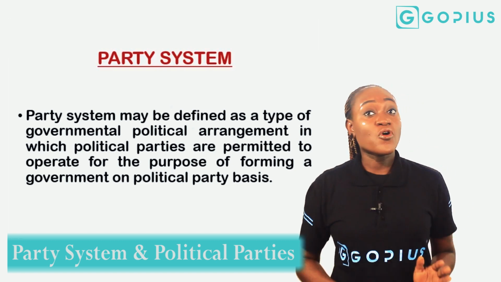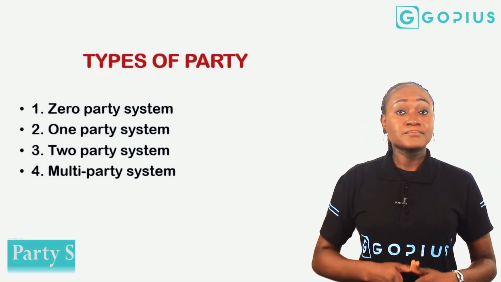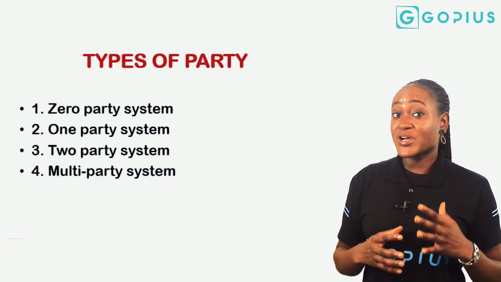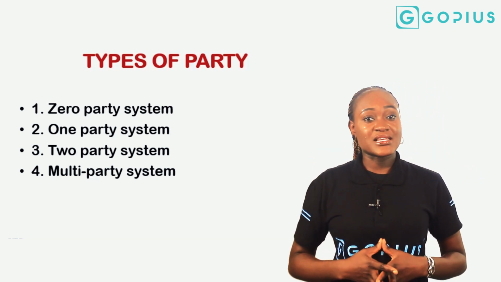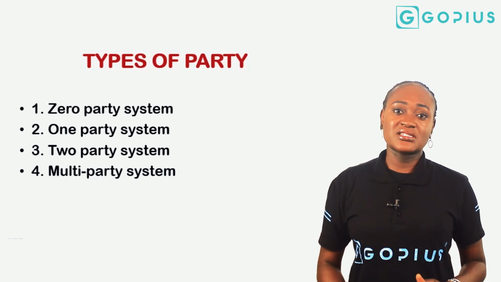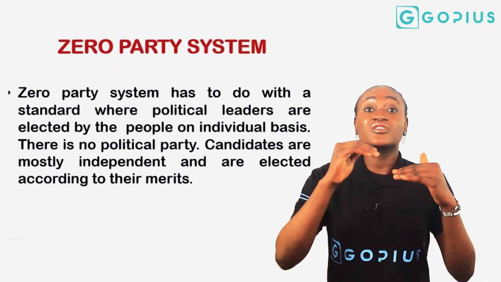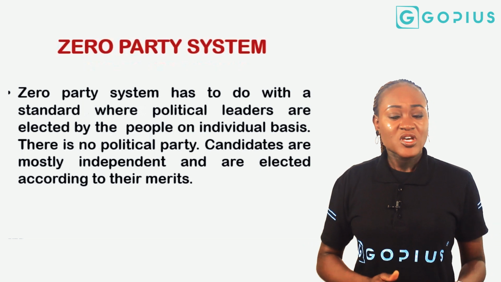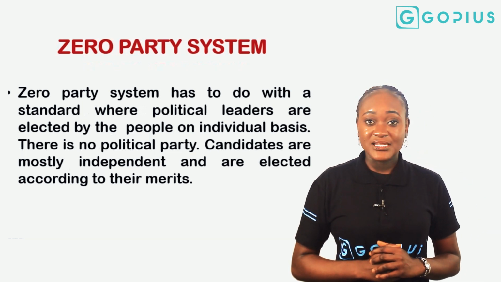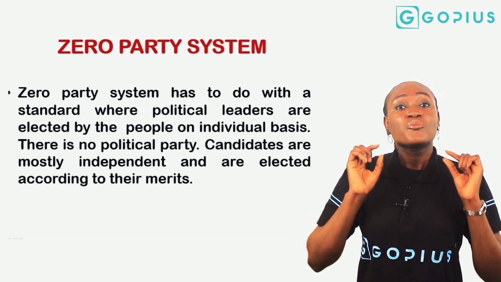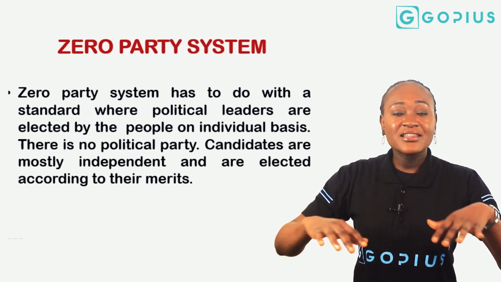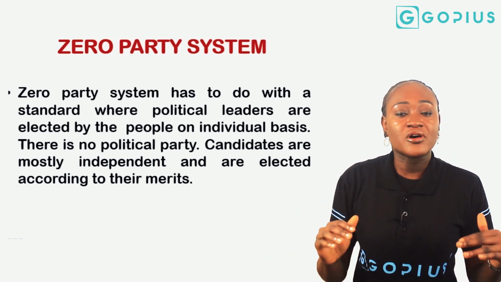Now there are about 4 types of party system, which are zero party system, one party system, two party system, and multi-party system. And just by their names you can understand how they function. So we would start with zero party system. Zero party system has to do with a standard where political leaders are elected by the people on individual basis.